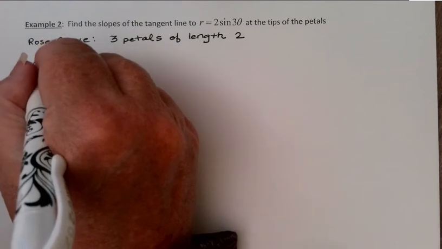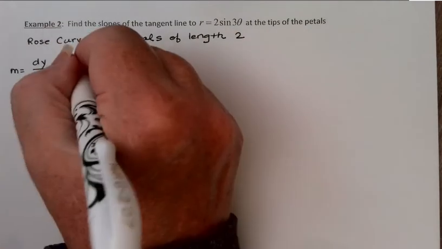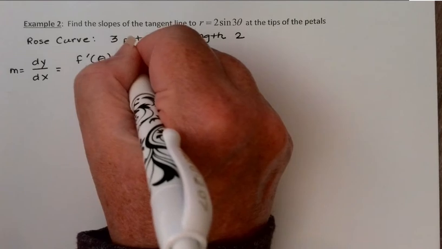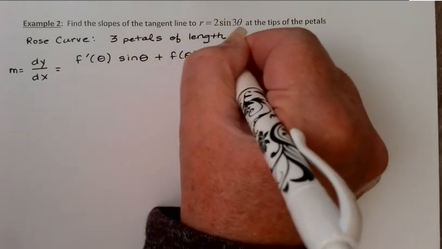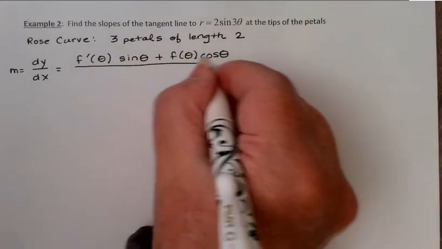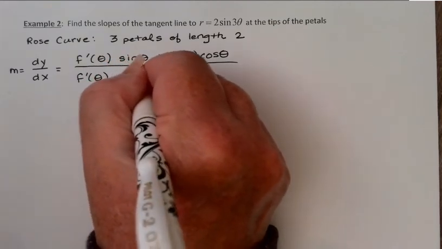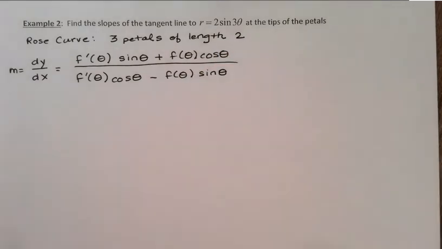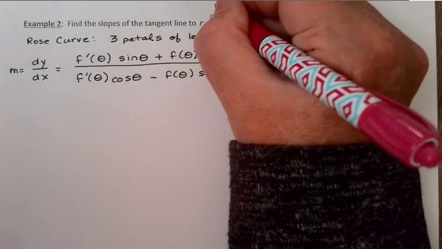So, the slope, always dy dx, and since our formula is on the other page, I'm going to rewrite it for us here. It's f prime of theta sine theta plus f of theta cos theta over f prime of theta cos theta minus f of theta sine theta. In this case, here's our f of theta. It's what r equals.